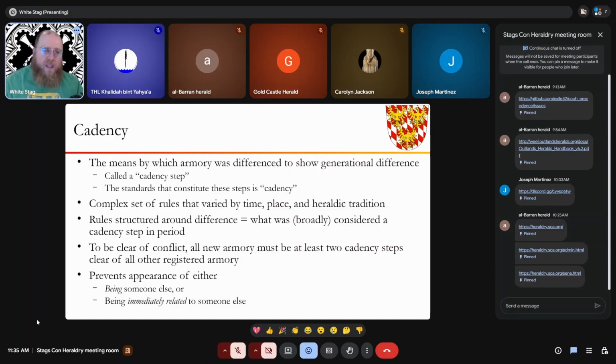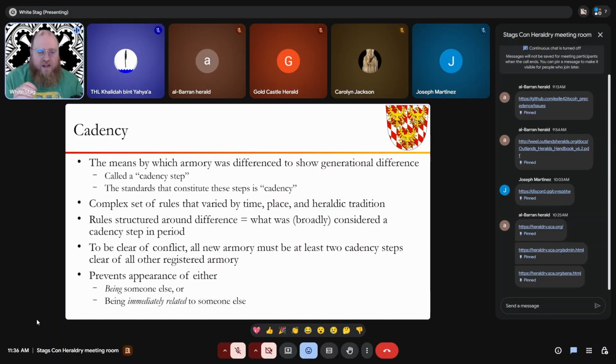So the SCA's rules are structured around a difference being what was broadly considered a cadency step. And to be clear of conflict, all new armory must be at least 2 cadency steps clear of all other registered armory. What this does is it prevents the appearance of either being someone else or being immediately related to someone else.